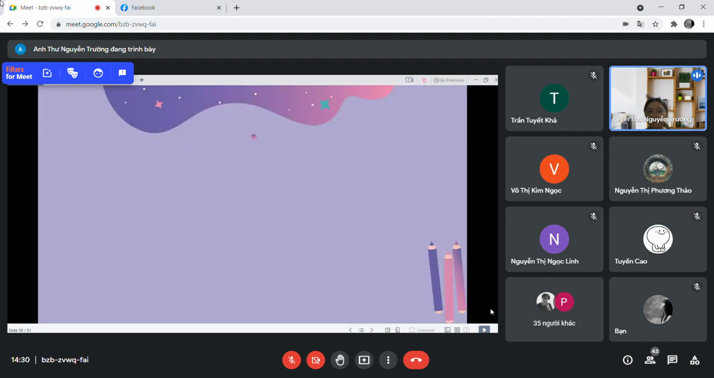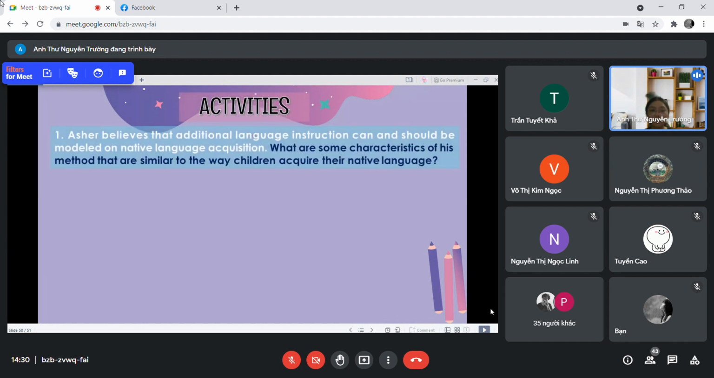Before we finish our presentation, we have two questions related to this lesson. The first one, Asher believes that additional language instruction can and should be modeled on native language acquisition. What are some characteristics of his method that are similar to the way children acquire the native language? Can anyone answer this question? Anyone volunteers?